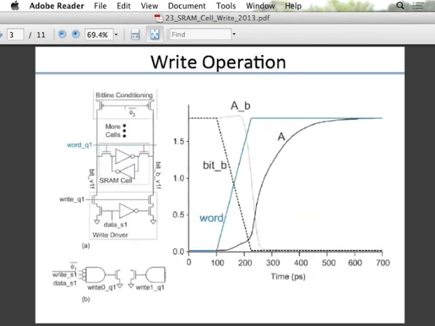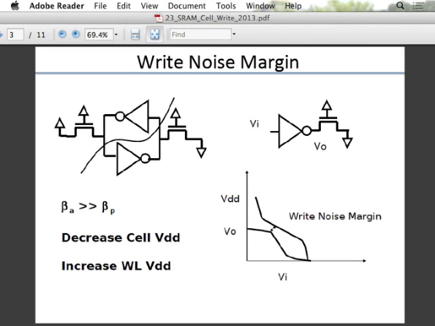Okay, so before we do that, let's look at the issue of noise margin. Similar to the read case, we can also define write noise margin. So again, you take a half cell like this. Now in the case of a write, what is happening? One side of the bit line is kept precharged to VDD, the other side is 0. Right, so your two half cells are not the same. And so you look at one of the half cells and you look at the input and output of the inverter.